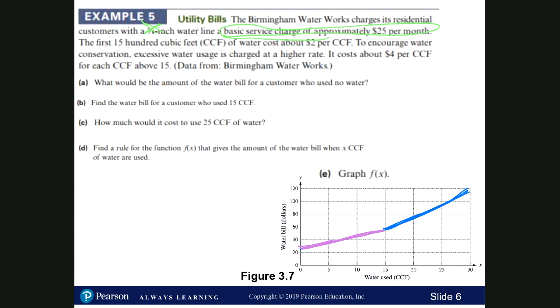Now let's see the next sentence. We have the first 1,500 cubic feet, and we're going to use CCF as the unit to represent the cubic feet of water. That will cost about $2 per CCF. So let's see, if I only use 1 CCF, how much am I going to pay? 27, very good. So it will be 25 plus 2, right? What if I use 10 CCFs? Without the basic charge, how much will that be at $2 per CCF? $20, and then plus the 25, so we'll get 45, right? Let's go ahead and get started, we're going to write the equation of that function. So it's going to be f of x.